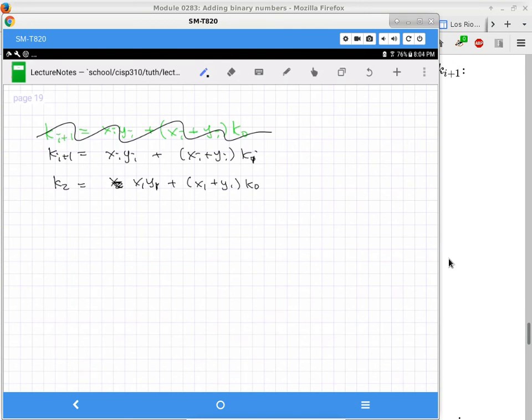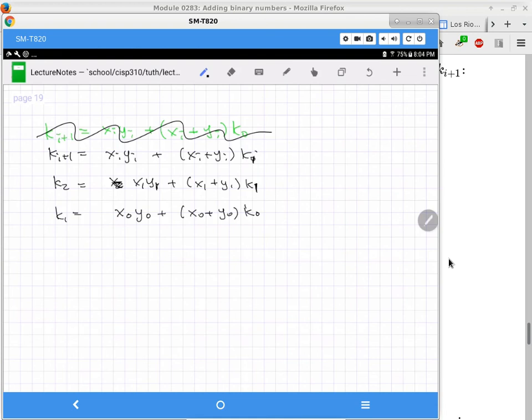It will be K1. Oh, you're right. Let me fix that. It's K1 here. There we go. Thank you. But then it has K1. But we can expand K1 too. So now we say, what is K1? K1 is x0 AND y0, or x0 OR y0, and then the whole thing times K0.